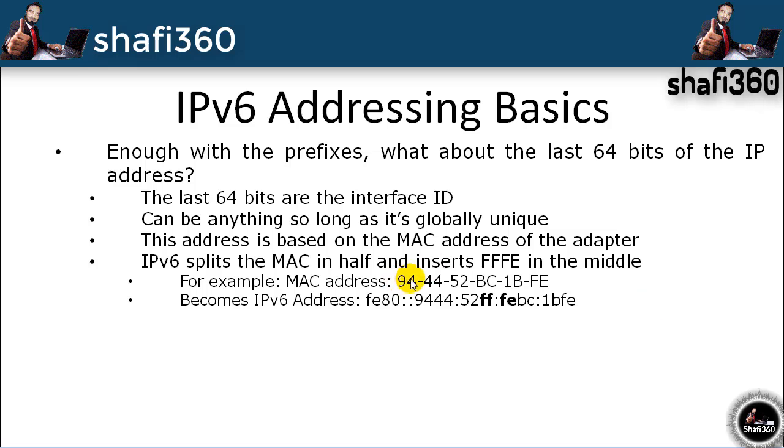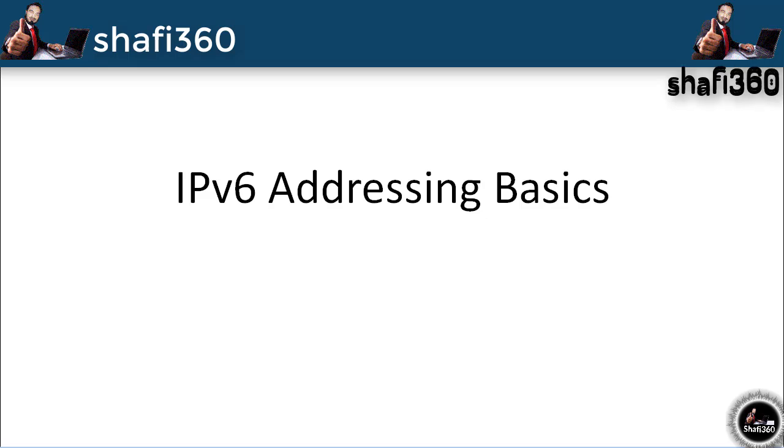You notice 944452FFFE-BC1BFE. So that's how a MAC address becomes the last half of an IPv6 address, and that would actually be a link local IPv6 address there. This is called the EUI64 format, and this is the method that hosts use to calculate their own IPv6 address, their own link local IPv6 address. And that concludes our discussion of IPv6 addressing basics.